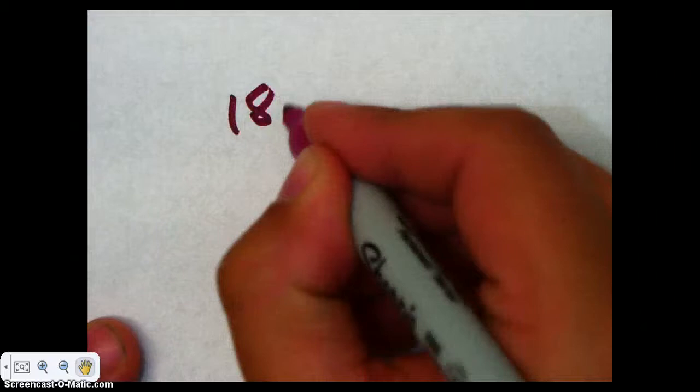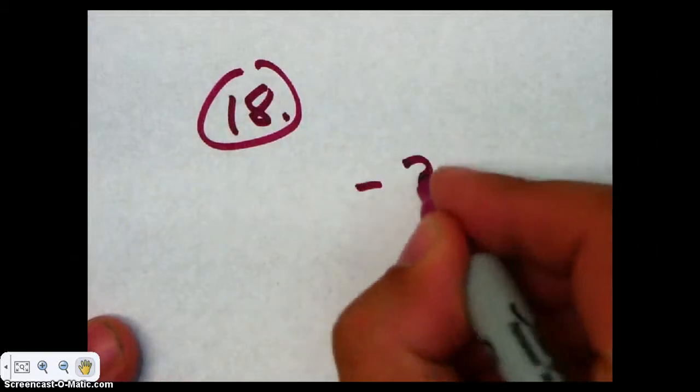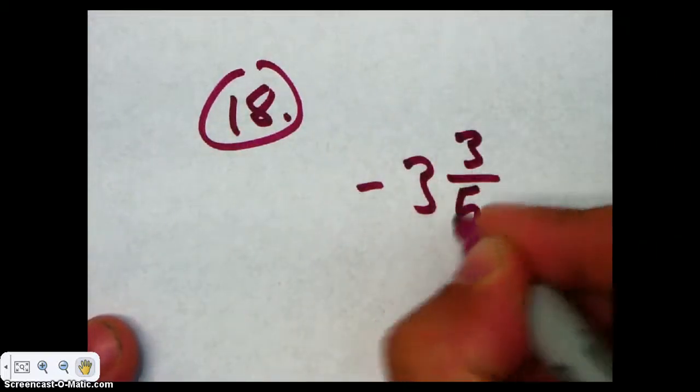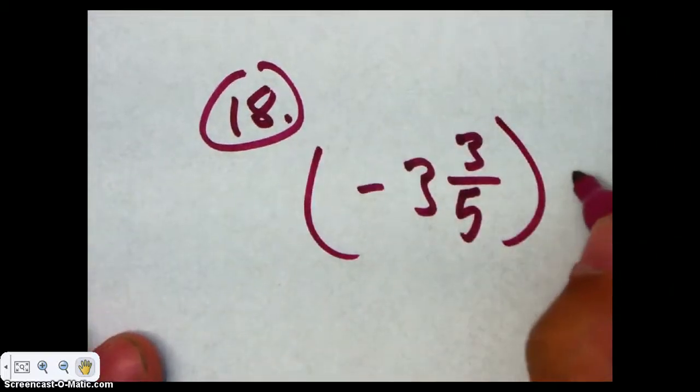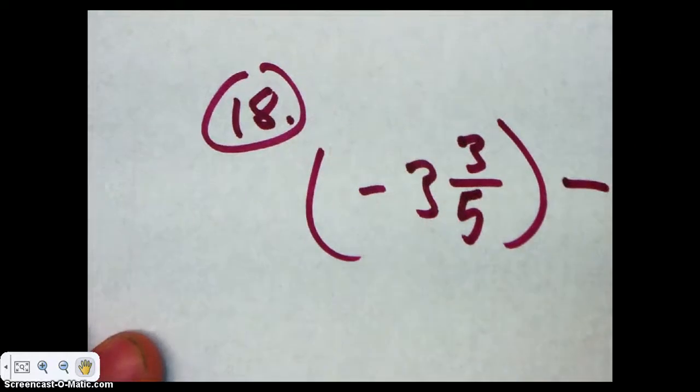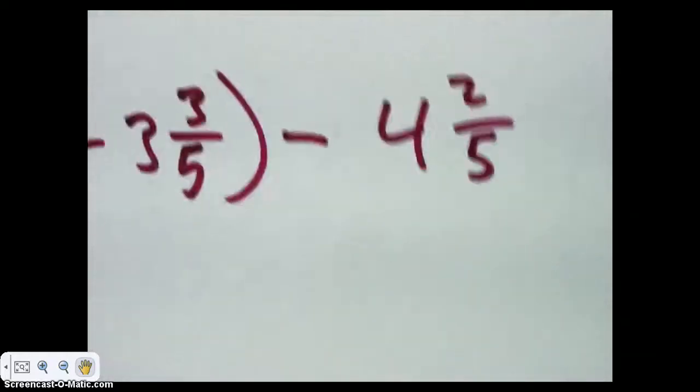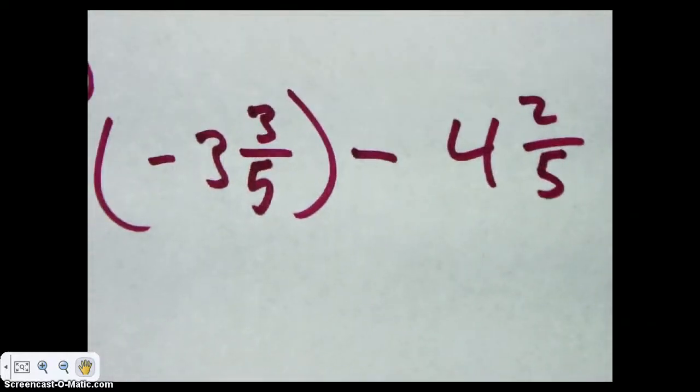Let me get one more problem. We'll do 18. So we have negative 3 and 3/5, I think it's minus 4 and 2/5. I believe that's 18.